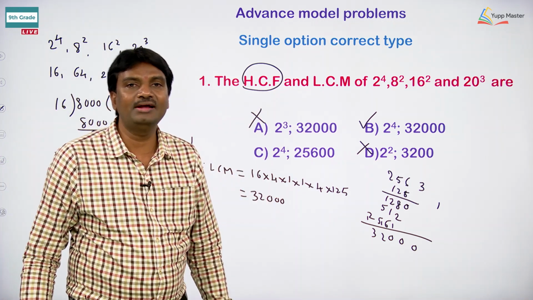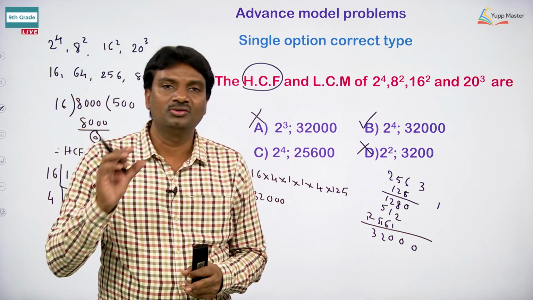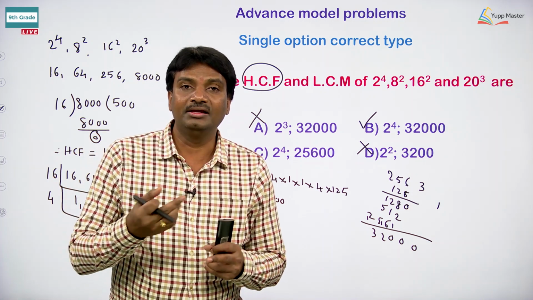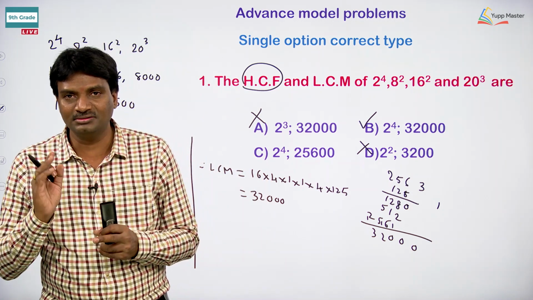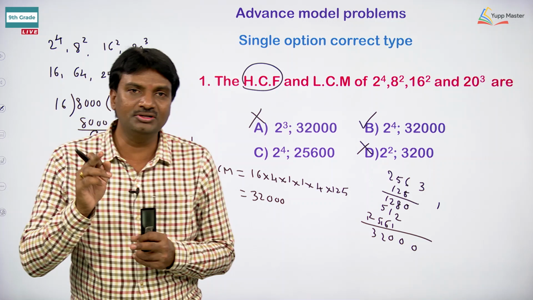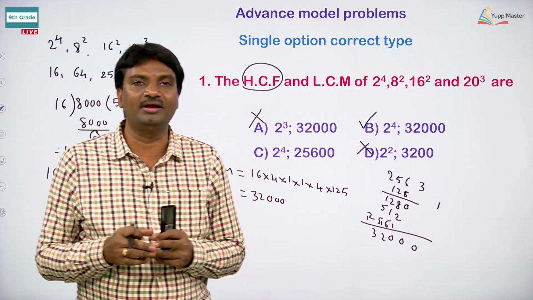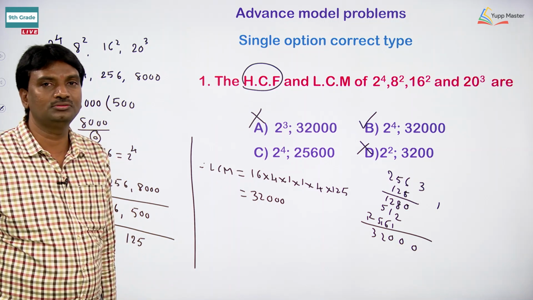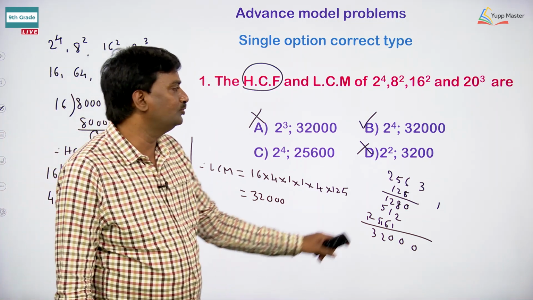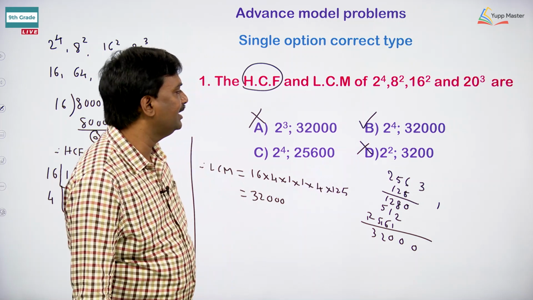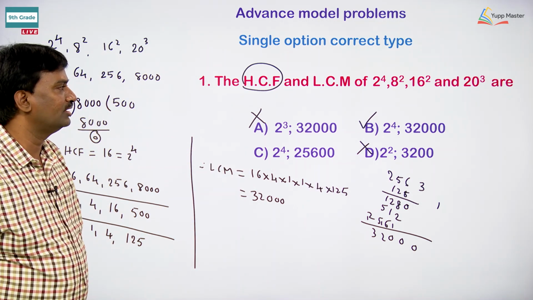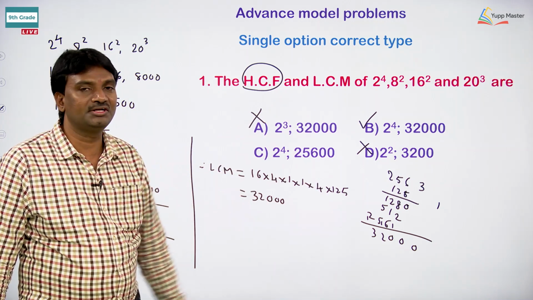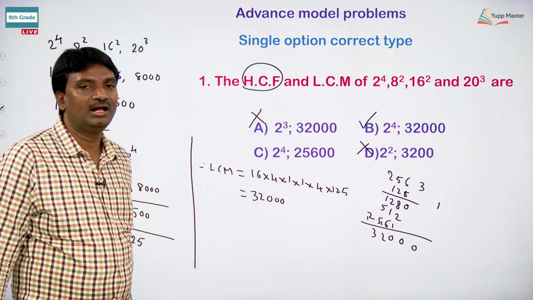So we know how to find the LCM of the given integers. You have to write all the integers along a line by separating with commas. In next step, we have to choose one number such that that number must divide at least 2 of the given numbers. If you do like this, we have gotten the LCM as 32,000. So clearly we have 32,000 in option B. So that's why we can take option B is the correct option for the given problem. The HCF is 2 power 4 and the LCM is 32,000. So option B is the correct option.